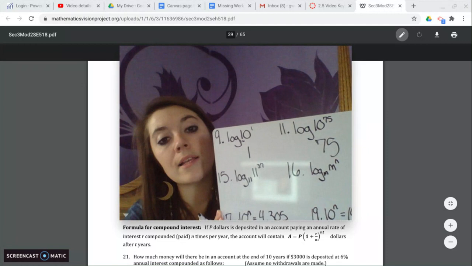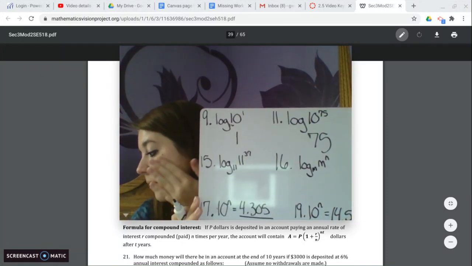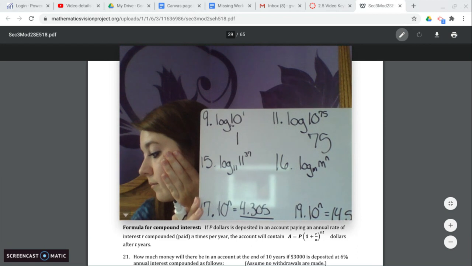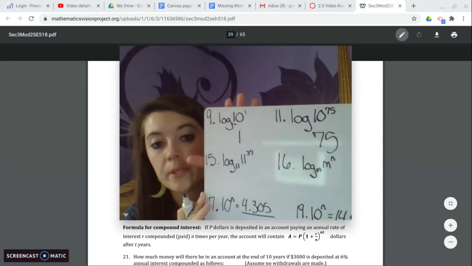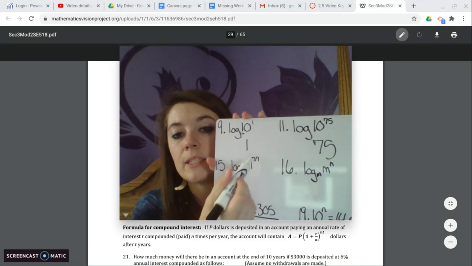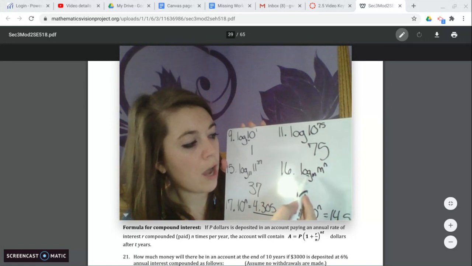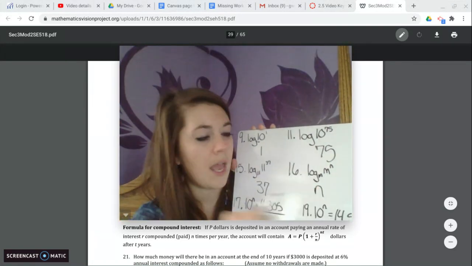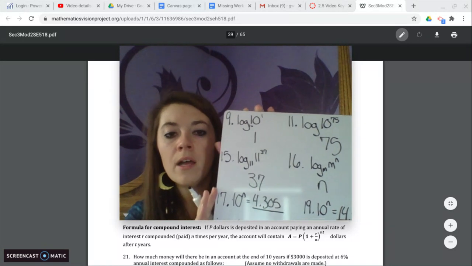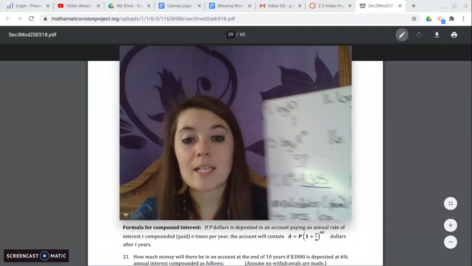It only works when the base of the logarithm matches the base for the exponent. So log base 11 of 11 to the 37th is 37. Log base m of m to the 9th, they're the same, so it's 9. So it's all about your exponents. That's what's going to be your answer, is the exponents.